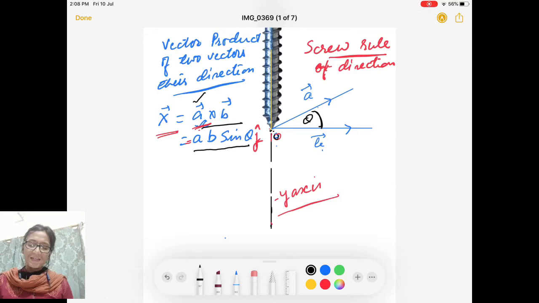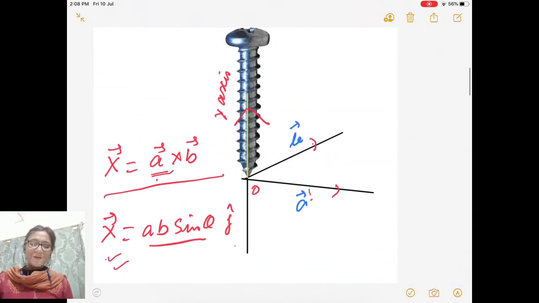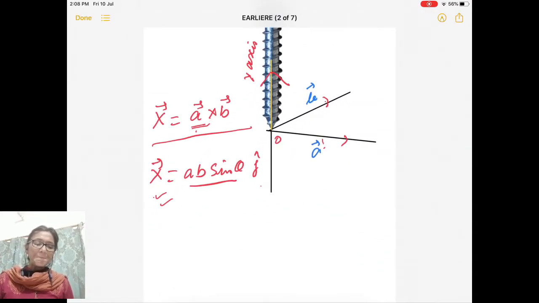If the downward direction is the negative y-axis, the direction can be shown by minus j cap. Now let us take the second case. Here A is along this line and B is above, and now you have to find the same thing, the vector product A cross B.